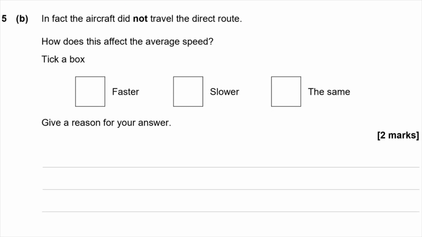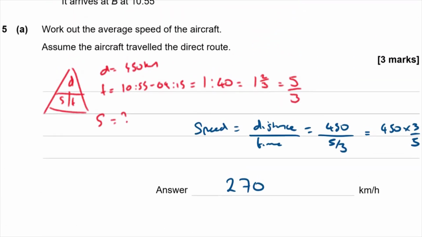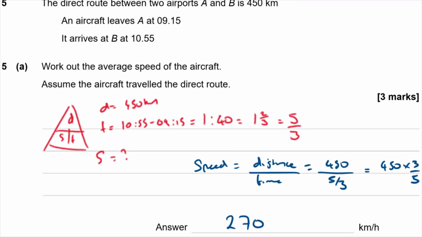Okay, and in part B it says in fact the aircraft did not travel the direct route. So how does this affect the average speed? Okay, well, if he hasn't gone the direct route, it means the distance is going to increase. So this value here will be more, the time will be the same. So if I increase the distance in this calculation, then I am going to increase the speed as well, aren't I? So it's going to increase.